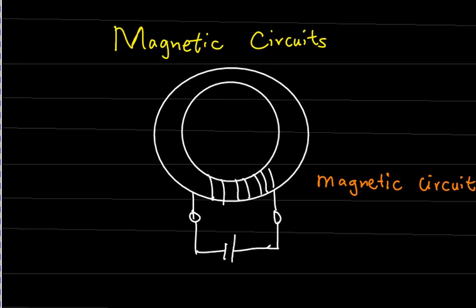All right, so in this video we are going to be discussing magnetic circuits. What is a magnetic circuit? A magnetic circuit is simply a closed path through which magnetic flux is established.